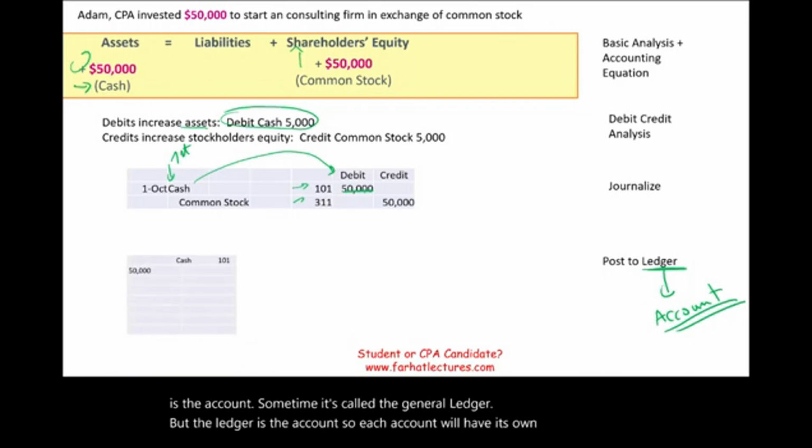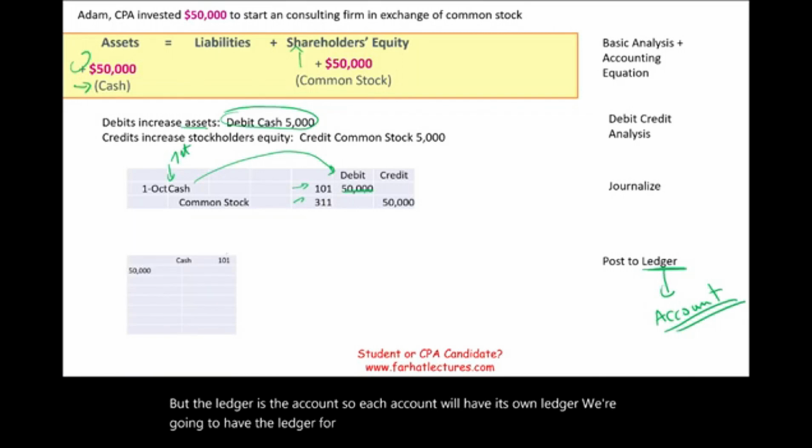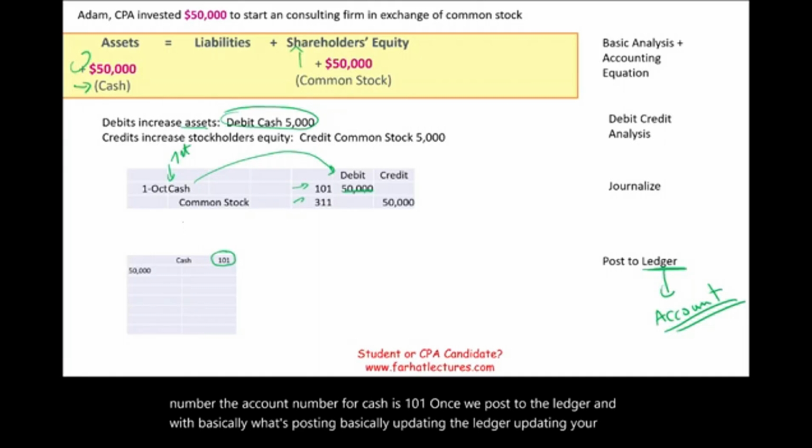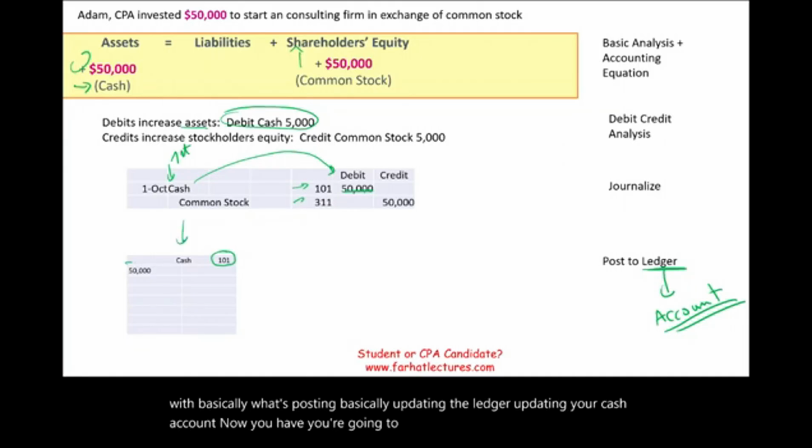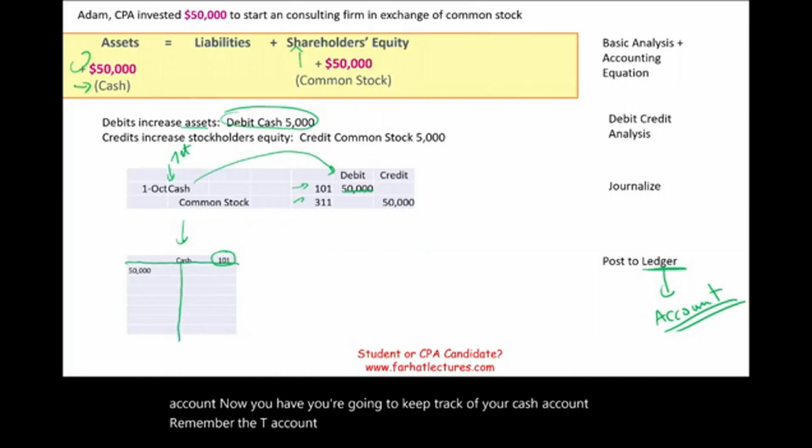We're going to have the ledger for cash, and each account will have an account number. The account number for cash is 101. Once we post to the ledger, and basically what's posting? Basically updating the ledger, updating your cash account. Now you're going to keep track of your cash account. Remember the T account? The general ledger is simply a T account, keeping track of your increases and decreases.